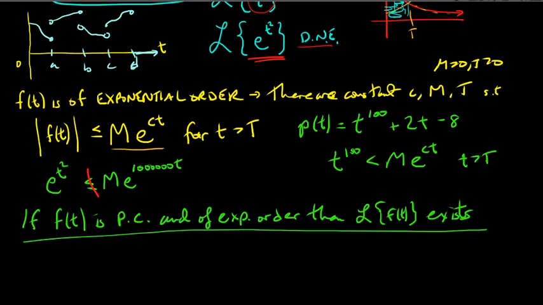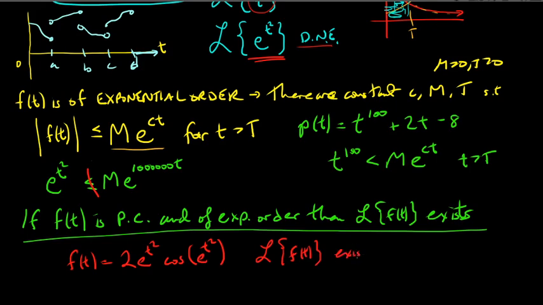So, for example, let's say f of t is equal to 2 e to the t squared times cosine of e to the t squared. You can show that this is also not of exponential order, but it turns out you can take the Laplace transform of this function. It does exist. It's kind of a hassle to calculate it, but it is doable. Oh, wait a minute, I think I'm missing a t here. The derivative of t squared is 2t. So 2t times e to the t squared cosine of e to the t squared.